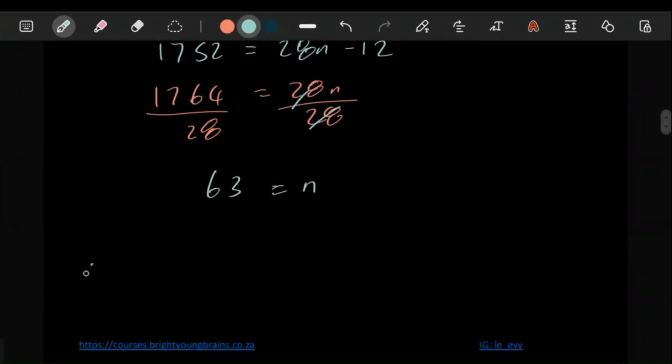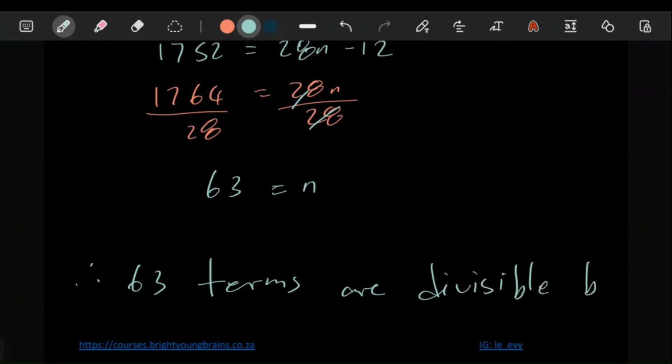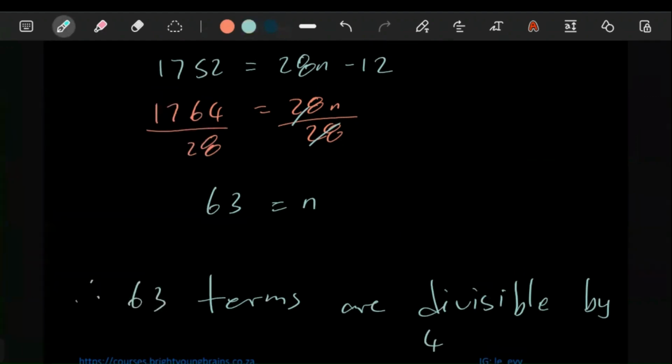So you can even write it out. Therefore, 63 terms are divisible by 4. Yeah. Did I say 12? I meant 4. So you can see examples like this.